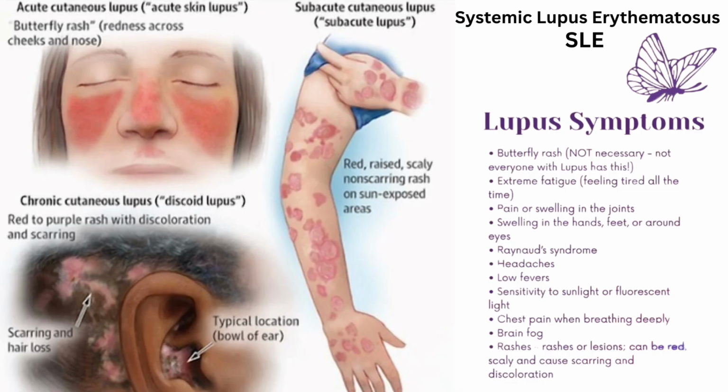These autoantibodies are not just markers. Some, like anti-dsDNA, form immune complexes and drive tissue injury. They're also useful in diagnosis and tracking disease activity.